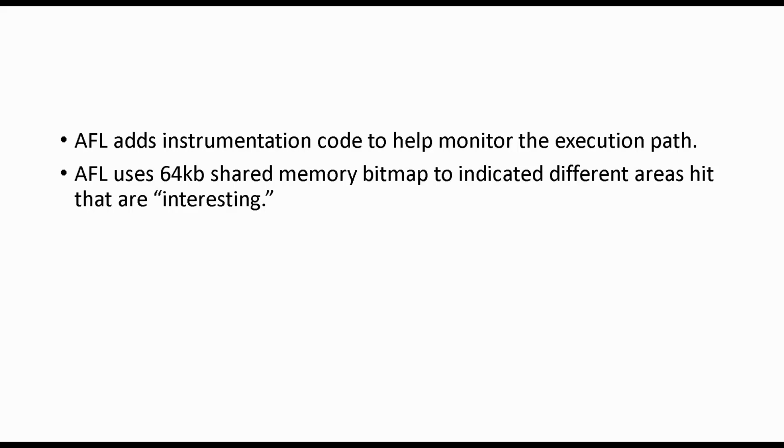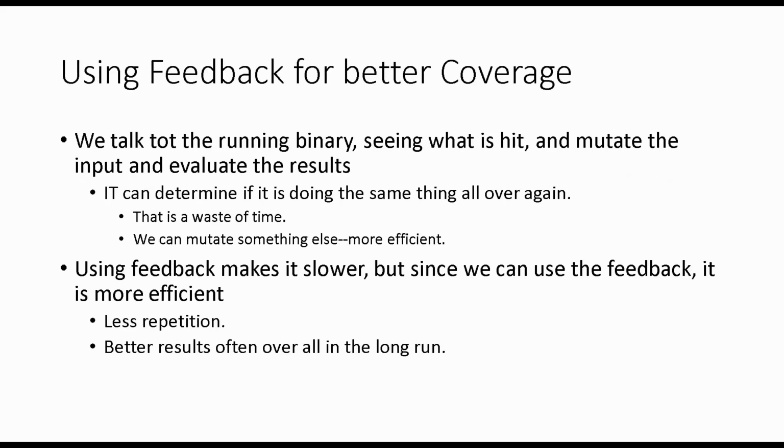Now, AFL does add instrumentation code, as I alluded to, and the reason for that is so it can monitor the execution path. With that instrumentation, it's able to discover if it finds new paths. We can use that to help build our memory bitmap, so that we have a map of it, and we can use that as a way to discover things and indicate whether or not they're considered interesting or promising. Again, it uses feedback to allow us to get better coverage.